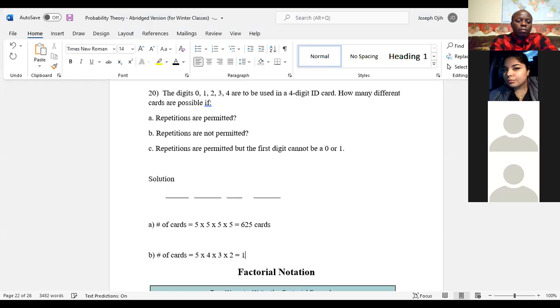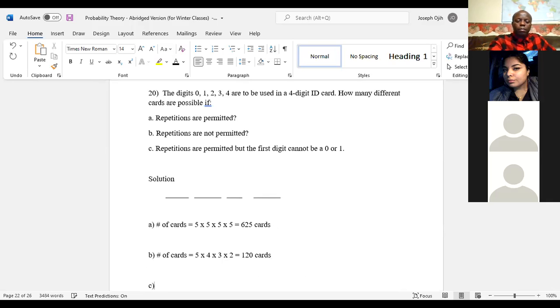So, Professor, I have a question. We're using 5 because it's 0, 1, 2, 3, 4, 5? Yes. Okay. And you stop on the 4th multiplication because you have only 4 slots. Yeah? Okay.